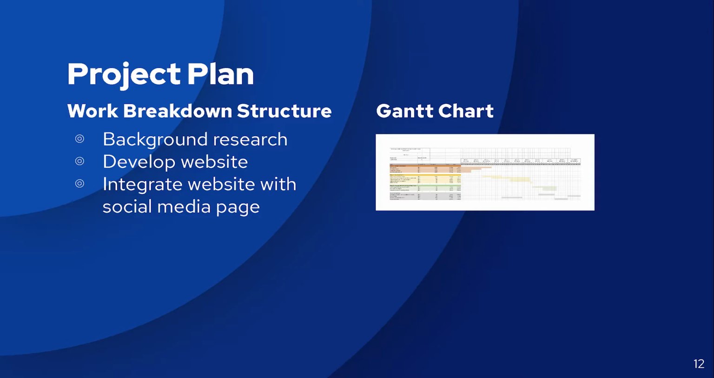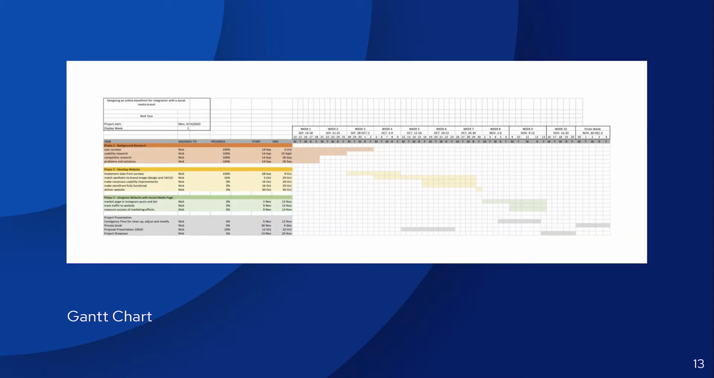And then back to the project plan real quick. So the work breakdown structure starts with background research, and then developing the website, and then integrating the website with the social media page. And then the Gantt chart we'll take a closer look at. So the Gantt chart is a nice breakdown of all of the tasks split into phases that need to be completed. And then over to the right is a timeline of their expected start and completion dates and how long they will span for.